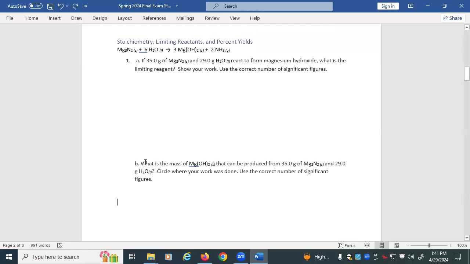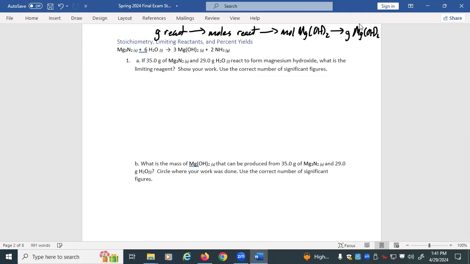So give myself a little more space here. My scheme: I need to go from grams of reactants to moles of reactant, regardless of which one I'm looking at. I need to turn the moles of reactant into moles of magnesium hydroxide, and then turn that into grams. So that's the process I'm going to go through for both of these.